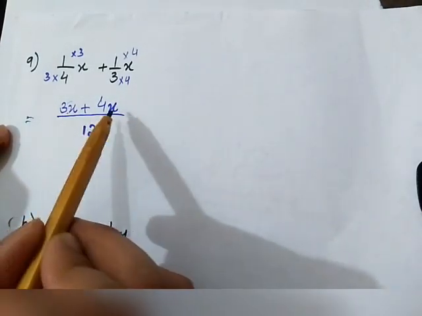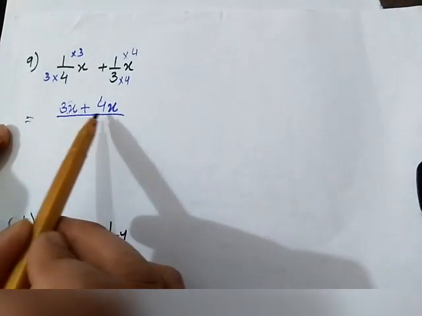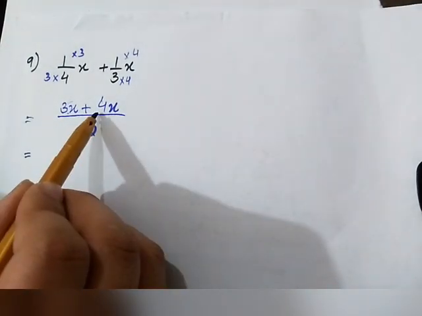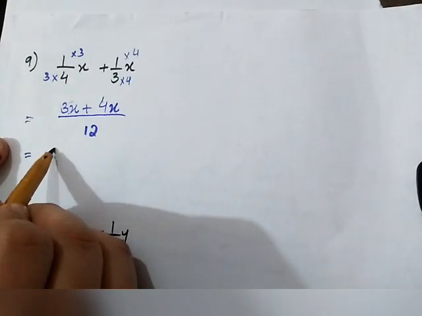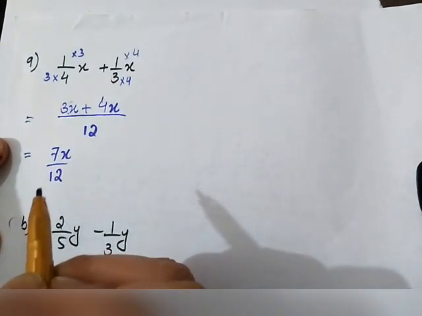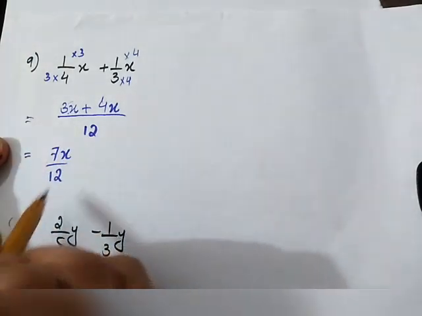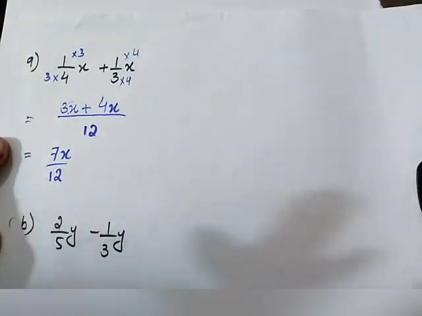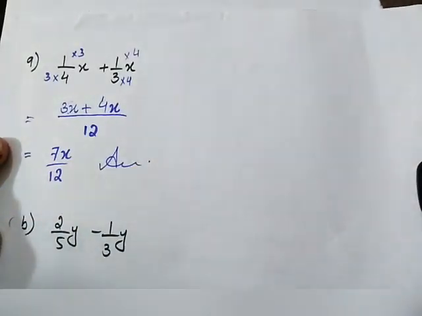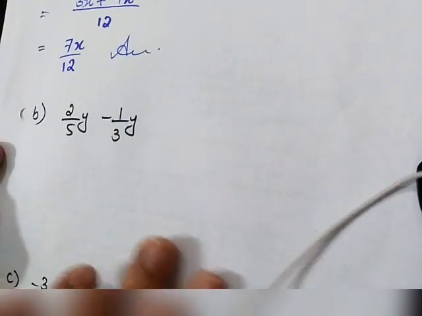Now both the terms 3x and 4x have the same variable x, so now their coefficients can be solved. Now 3 plus 4 is equal to 7x divided by 12. Now we are done with this question, because it is a proper fraction and is not further simplified, so it is our answer. Now we do the part B.